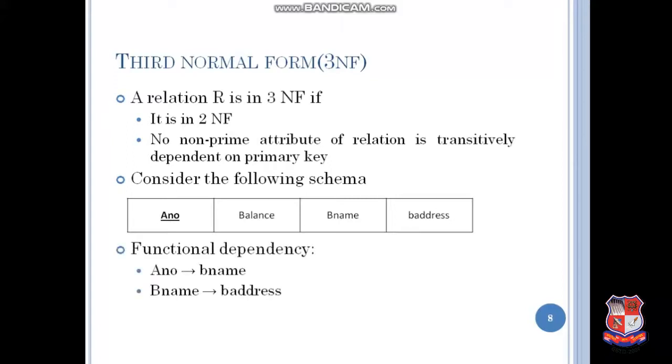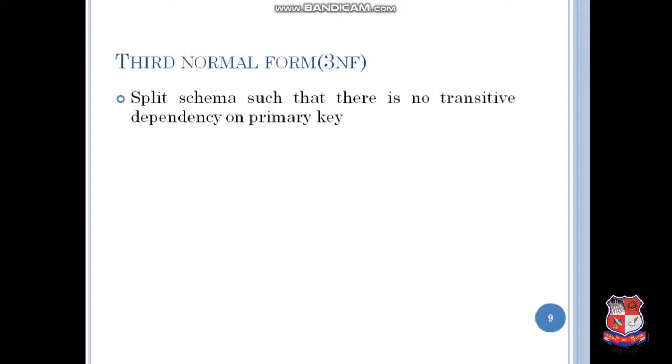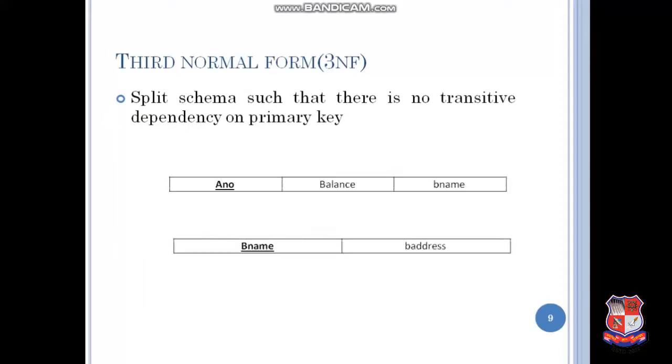The major functional dependencies here are: branch name is dependent on account number and branch address on branch name. So we can say the transitive dependency of branch address on account number holds. Hence this transitive dependency on the primary key has to be removed to convert the schema into third normal form. Split the schema in such a way that there is no transitive dependency on the primary key. So if we split it as account number, balance and branch name, and branch name and address, there would be no transitive dependency on the primary key.